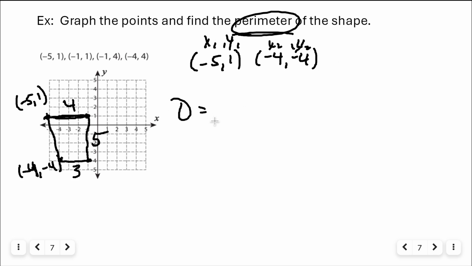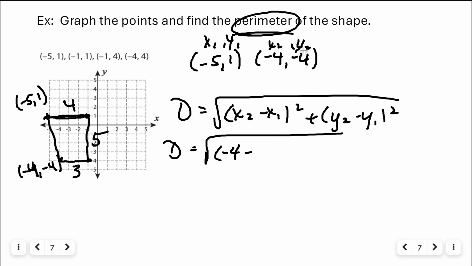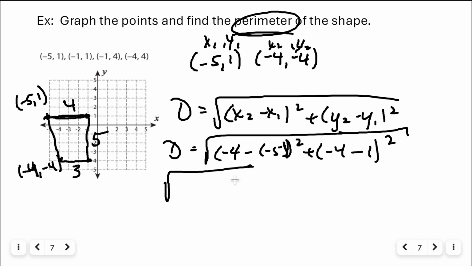My distance formula is the square root of (x2 minus x1) squared plus (y2 minus y1) squared. It's the square root of x2 is negative 4. Oh, I'm sorry. x2 is negative 4, x1 is negative 5, squared, plus y2 is negative 4 minus y1 is 1, squared. Whoops.